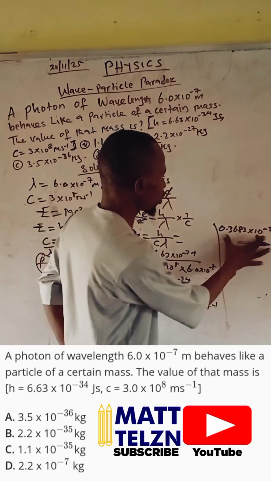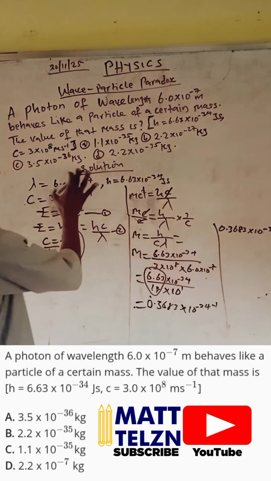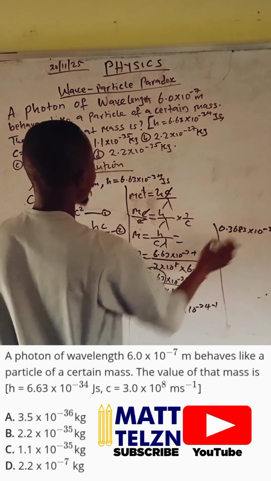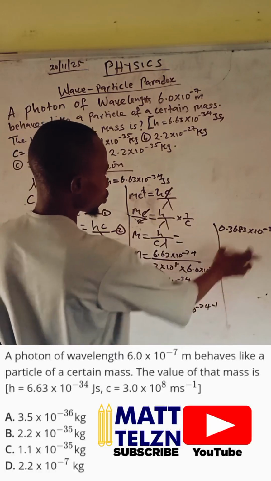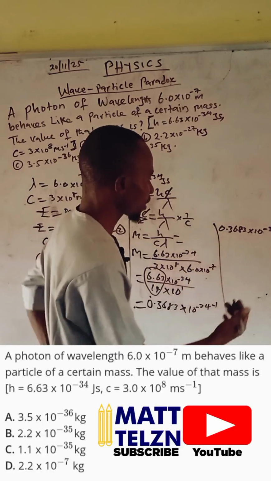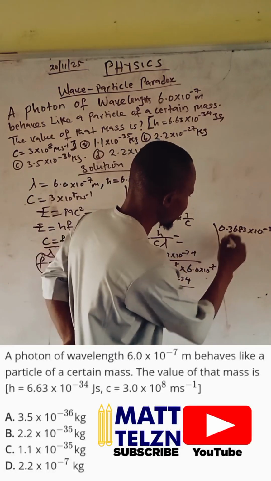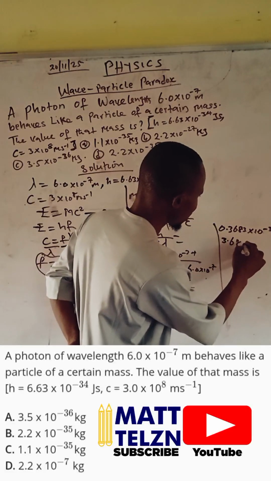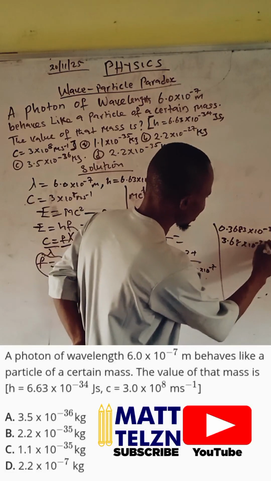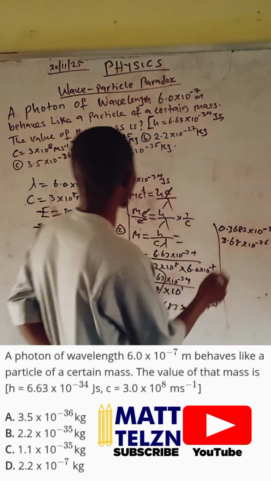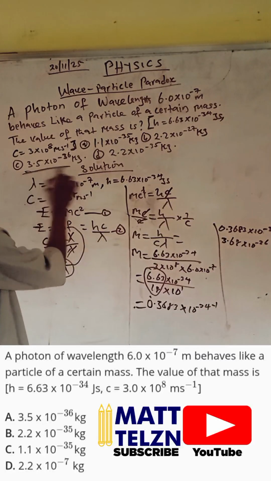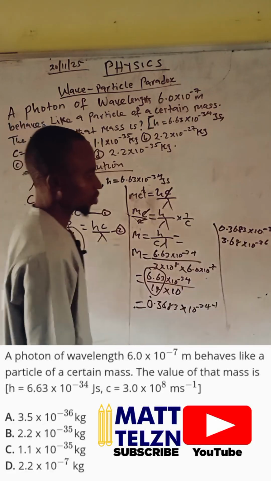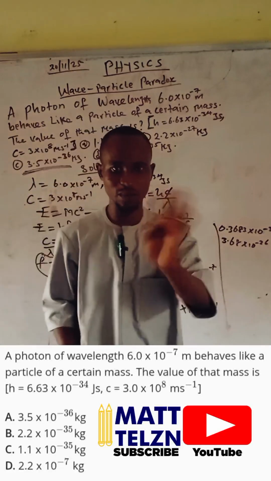Good. So if you look at the options, I don't have anything like 0.3. That means I will need to change it to standard form, which I'm going to have as 3.68 times 10 raised to power minus 36, and you look at it, the closest to it is this, which is the correct option, right? Thank you. Bye.